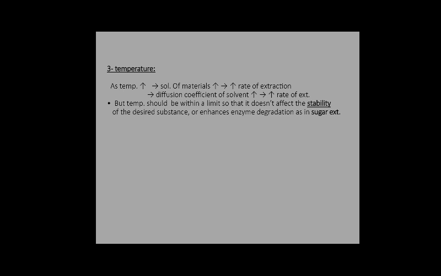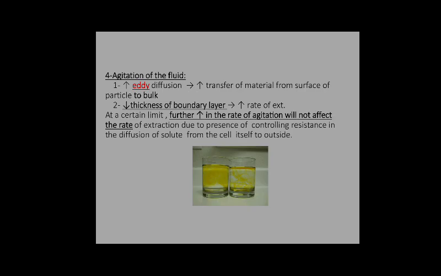These factors decrease the extraction rate with time. Temperature: as temperature increases, solution of material increases, rate of extraction is also increased, and the diffusion coefficient of the solvent increases, increasing rate of reaction. But temperature should be within a limit to not affect the stability of the desired substance. Agitation of liquid: if you agitate the liquid, it increases the transfer of material from the particle surface to the bulk and decreases the thickness of the boundary layer, so rate of extraction also increases.